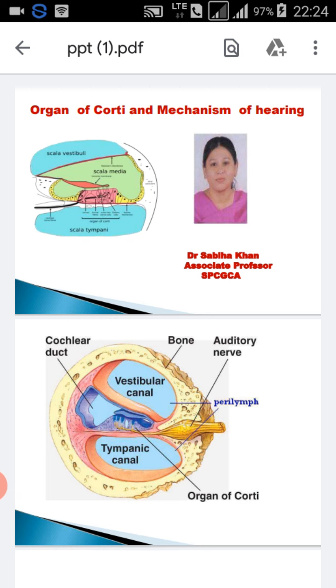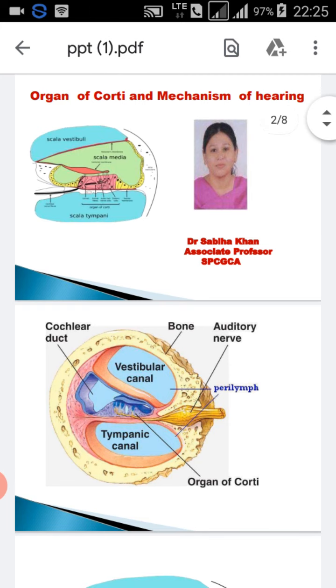Dear students, in a previous lecture we read about the anatomy of the ear, in which I explained the external ear, the middle ear and the internal ear. In the internal ear, three canals are found. The internal ear contains the cochlea, which is spirally coiled like a snail. We read this in the previous lecture. Now today I am going to explain the organ of Corti.